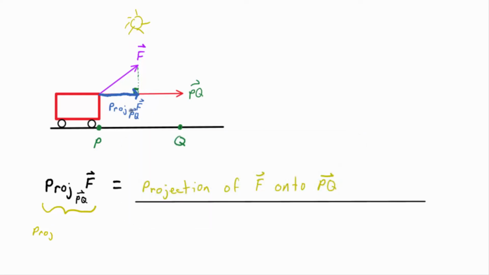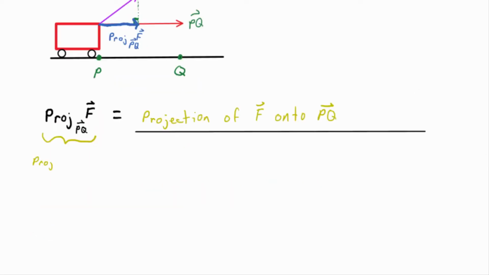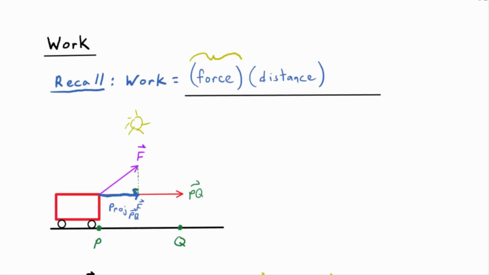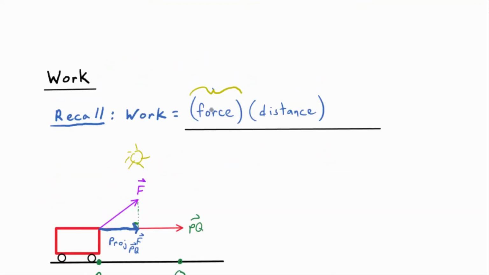That makes sense? Okay, then getting back to work, work is force times distance, right? Another way then to think of the projection of F onto PQ, since F is a force vector, is it's the force exerted in the direction of PQ. It's the amount of this force vector F in the direction of PQ. And that's what we need in our formula up here, magnitude-wise, to create a proper work formula.